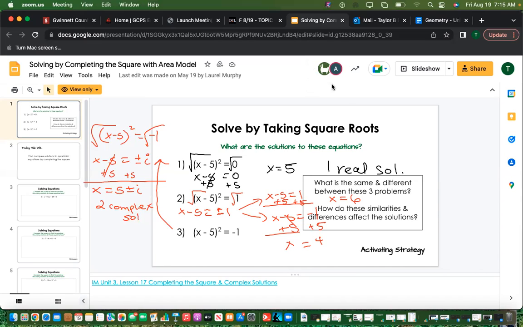All right, I want you to take a minute and think through these 2 questions. What's the same and different about these 3 problems? And how do these similarities and differences affect the solutions? Take a moment. I want you to write one sentence telling me what the similarities and the differences are and how they affect the solutions.